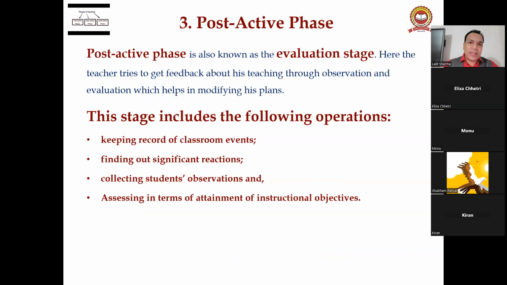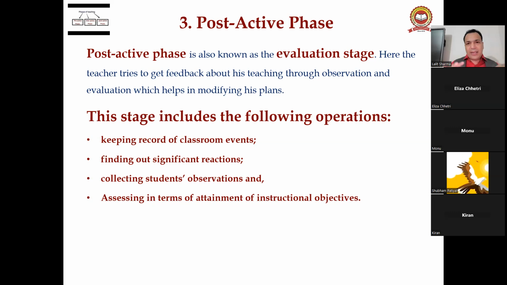Interactive phase done. Third is the post-active phase. Under the post-active phase is the evaluation phase. Here the teacher tries to get feedback about his teaching through observation and evaluation, which helps in modifying his plans. So what happens in this phase? First bullet: keeping record of classroom events, finding out significant reactions, collecting students' observation, and assessing in terms of attainment of instructional objectives.